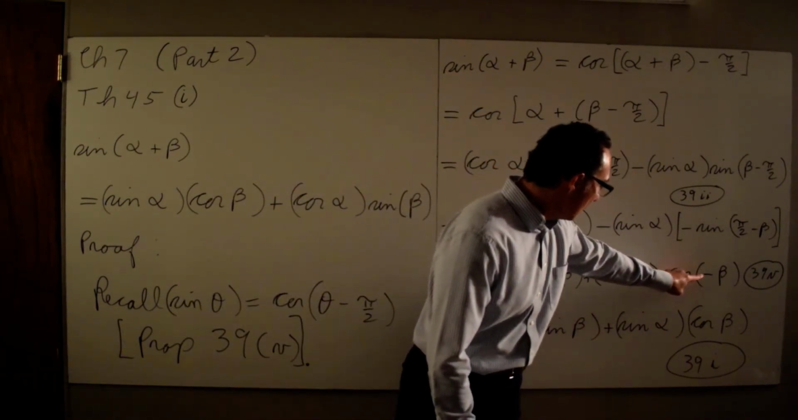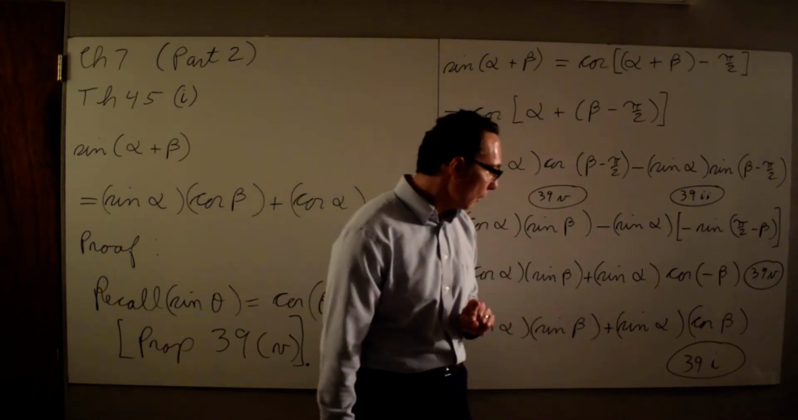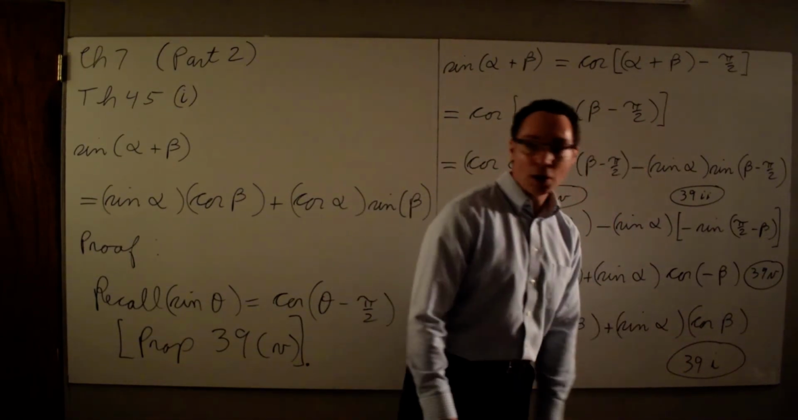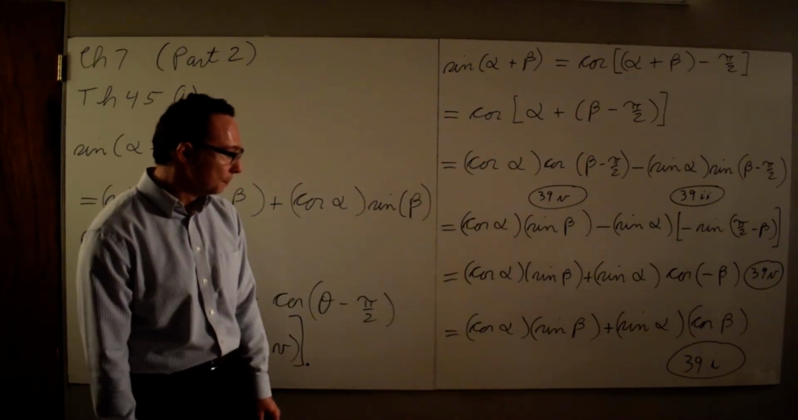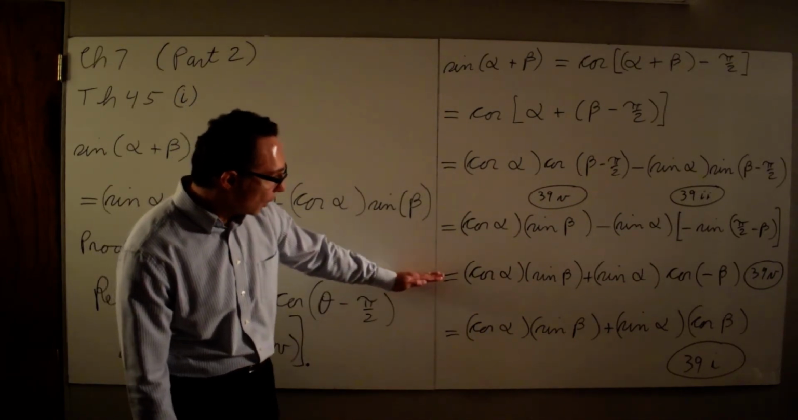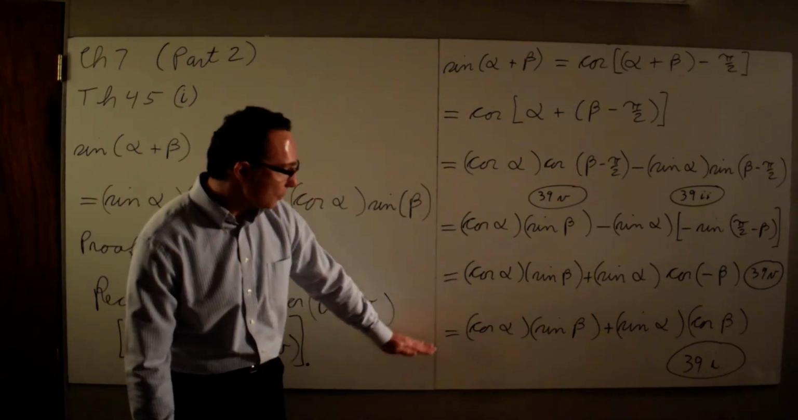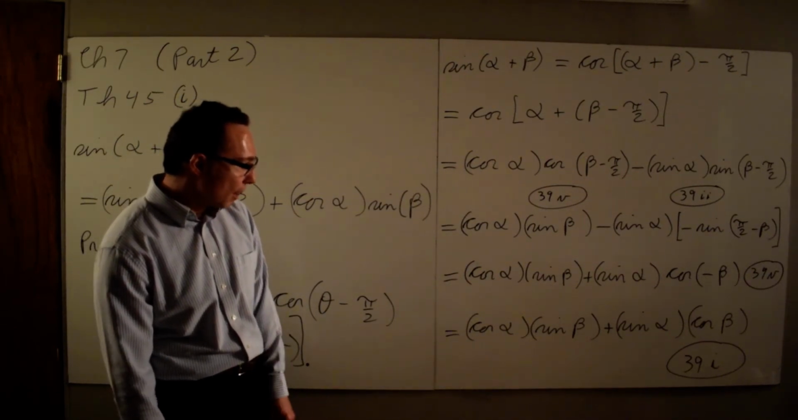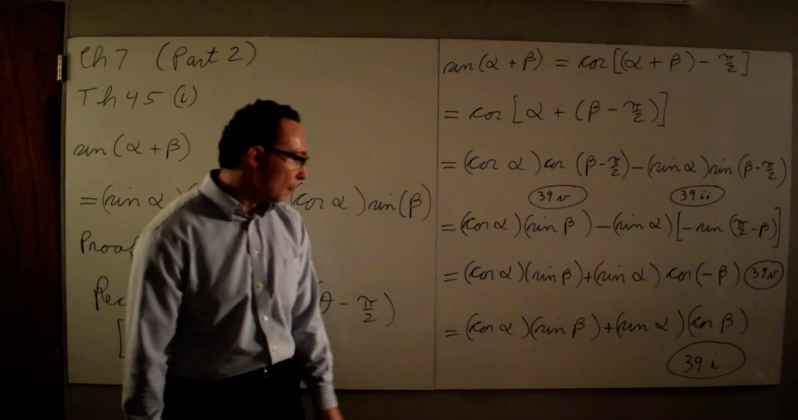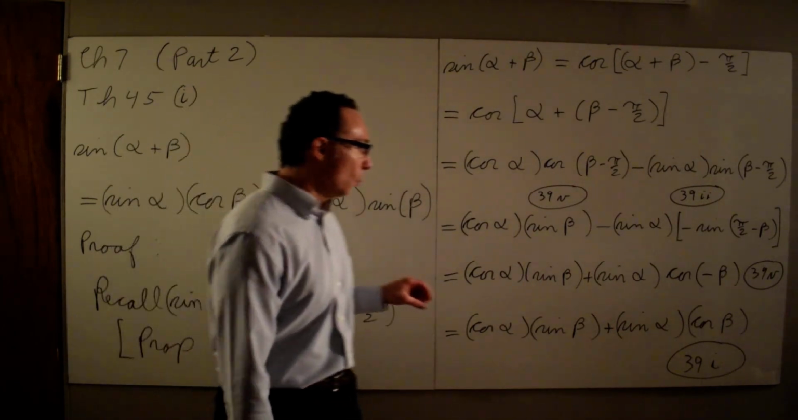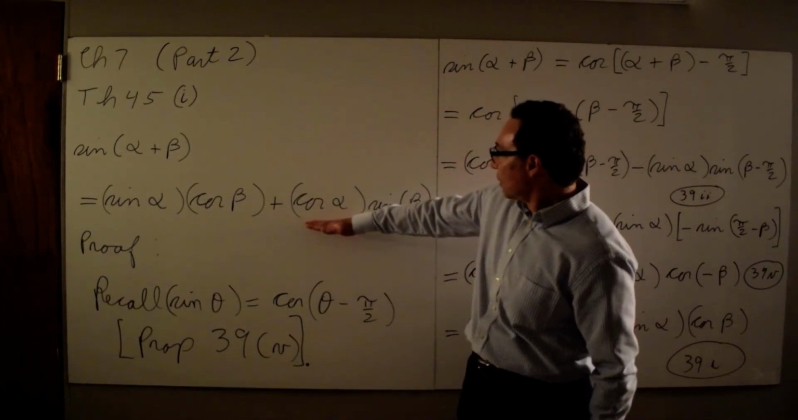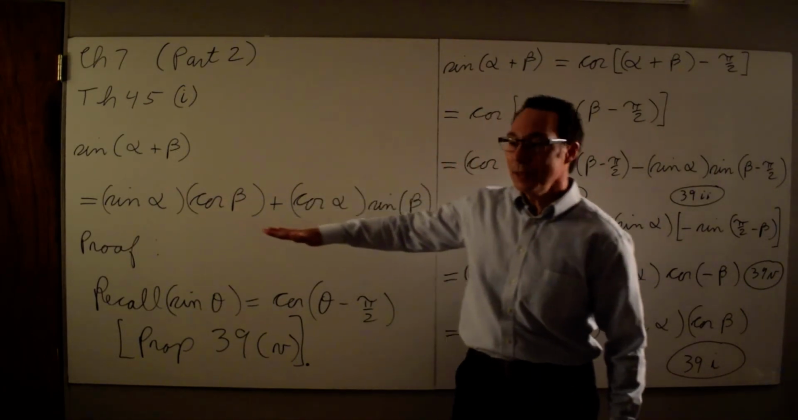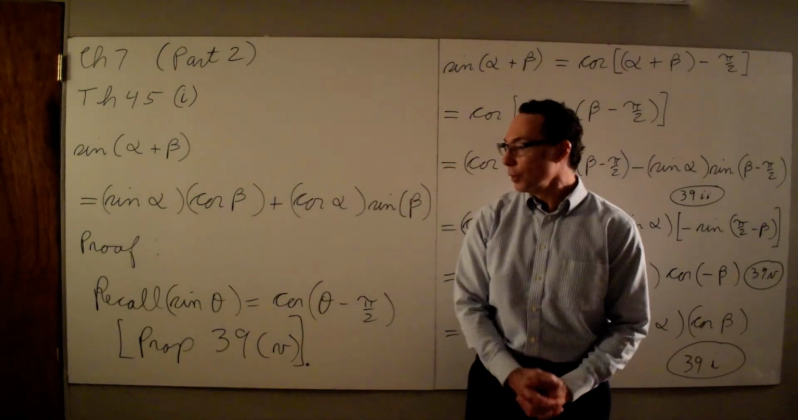Cosine of negative beta and cosine of beta are equal by proposition 39 part 1. And so finally we have our last line, cosine alpha times sine beta plus sine of alpha cosine of beta, which is what we wanted. The terms are rewritten in a different order, but the two are equal.